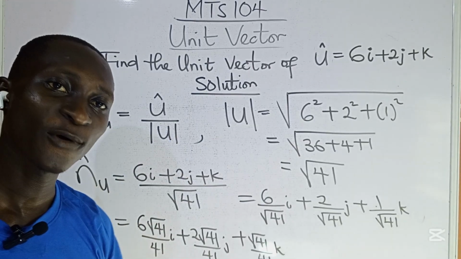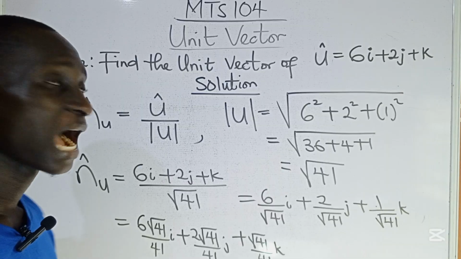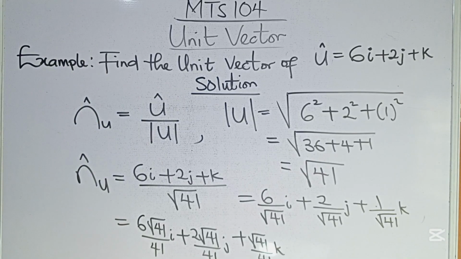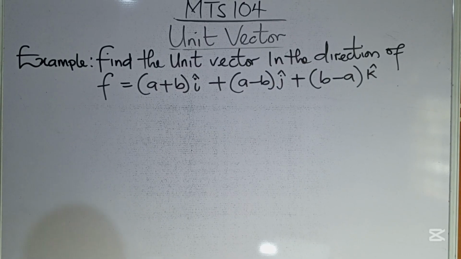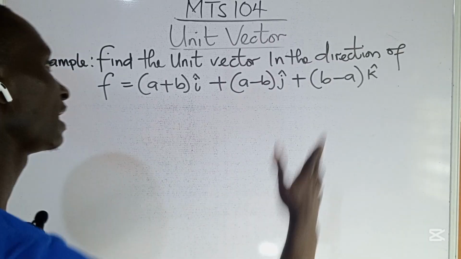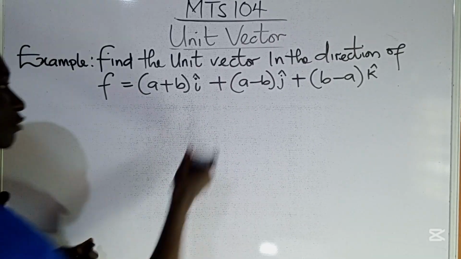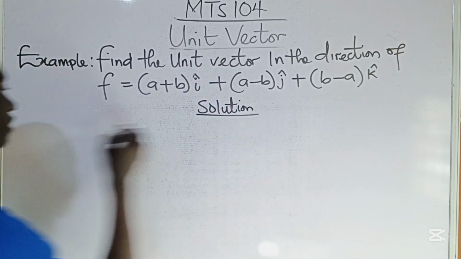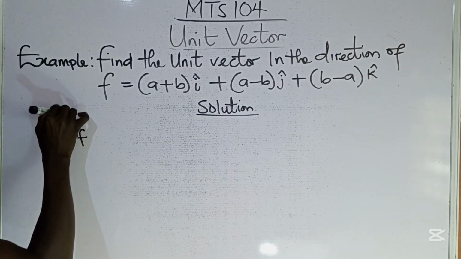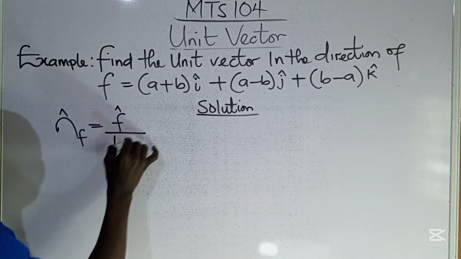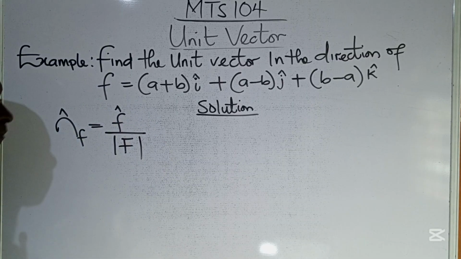Okay, so let's pick up more examples so you can understand how to get the unit vector much better. Okay, so let's try another example. The question says find the unit vector in the direction of this. Now don't forget that the unit vector of F is just vector F over the modulus of F.